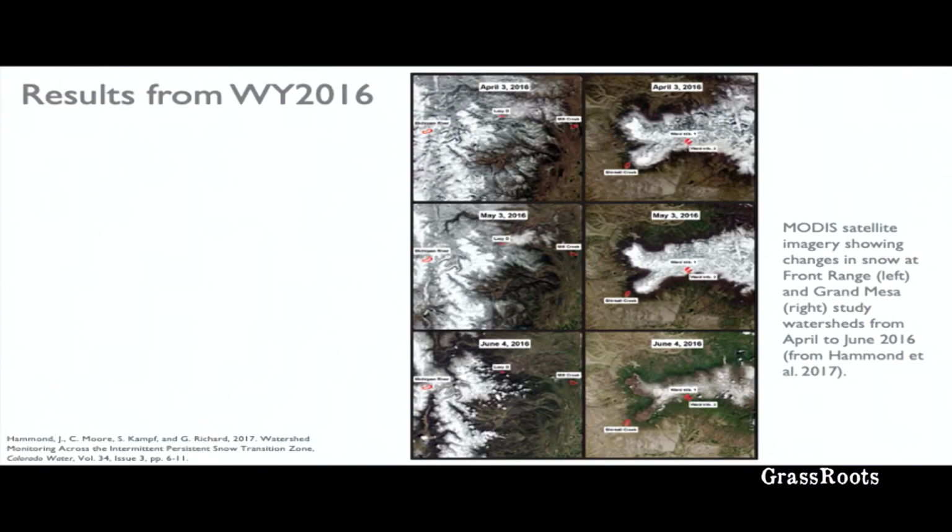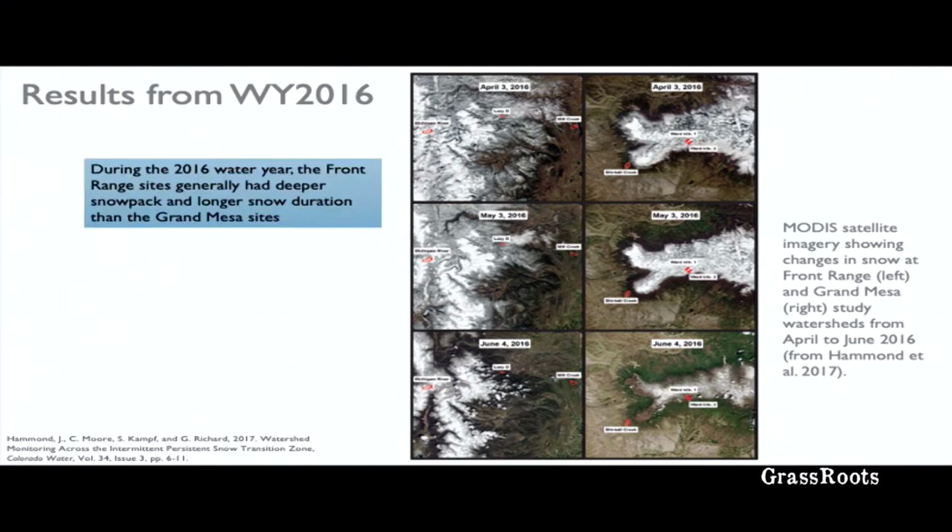Okay, so what we've learned: our first year was water year 2016. This is our first year monitoring on the Grand Mesa. These 2 sets of satellite images, these are the Front Range sites, and on the right are the Grand Mesa sites. So this is April, May, and June.